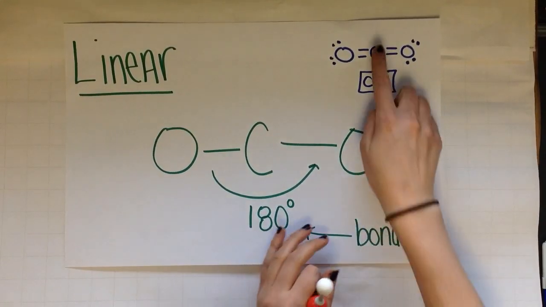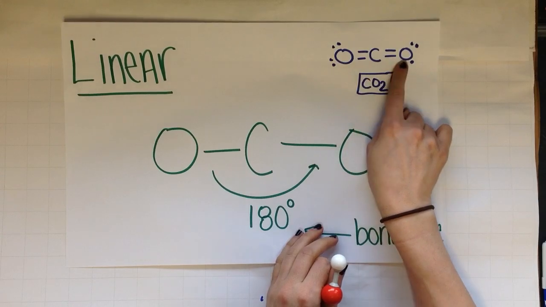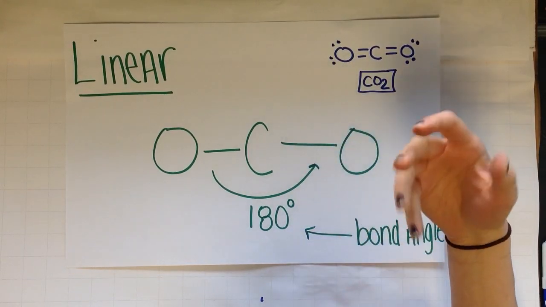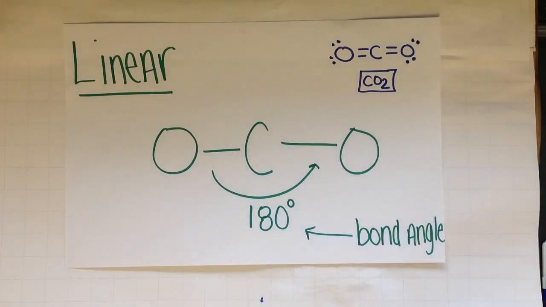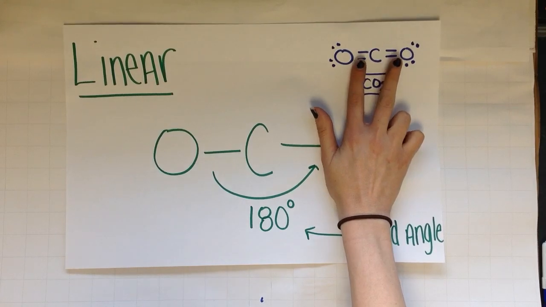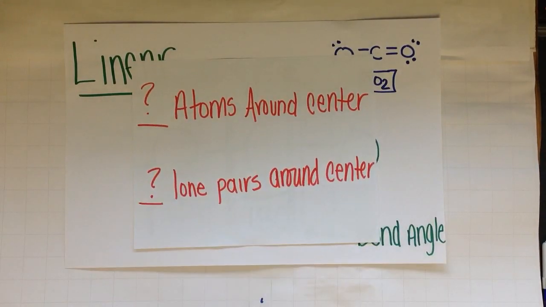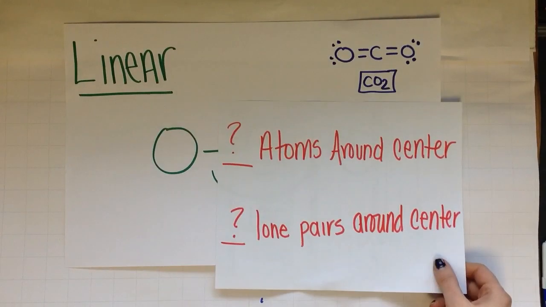The next one we're going to learn is linear. If you notice up here in the corner, I've drawn the correct Lewis dot structure of CO2. Double bond, double bond. But when we look at shapes, it doesn't matter if you have a double bond or a single bond. It's all about the two questions that we ask: how many atoms are around the center and how many lone pairs. So let's answer these questions.